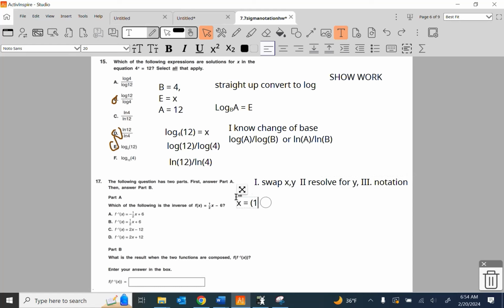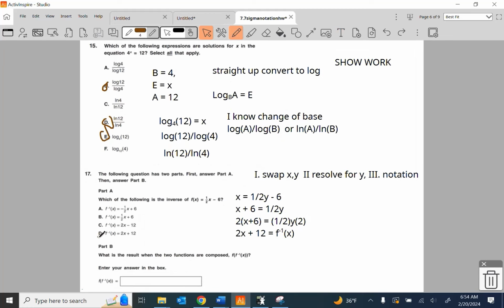x is going to be 1/2 of y minus 6. We'll do the baby step. We'll add 6. What we'll do now is multiply both sides by 2 to counteract the 1/2. And then 2x plus 12 must be equal to the correct notation, the inverse of f of x. And that's going to make this one choice D.